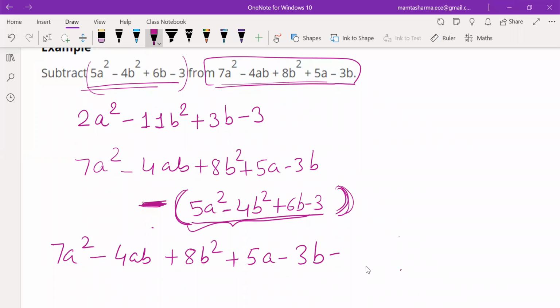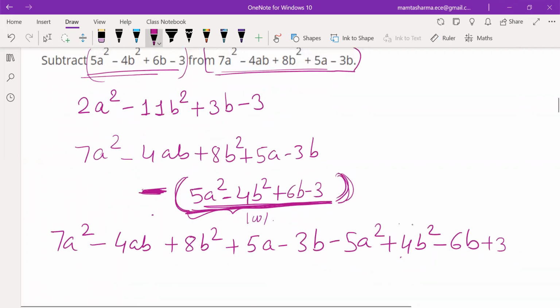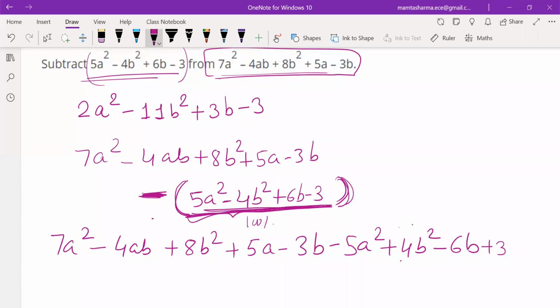Okay, Manideep. So here it is a minus. So 100% all the terms' signs would get changed. See, the plus 5a square will become minus 5a square. Minus 4b square would become plus 4b square. Plus 6b would become minus 6b. Minus 3 would become plus 3. Now you can add the like terms and subtract the like terms, whatever is the sign, according to that.